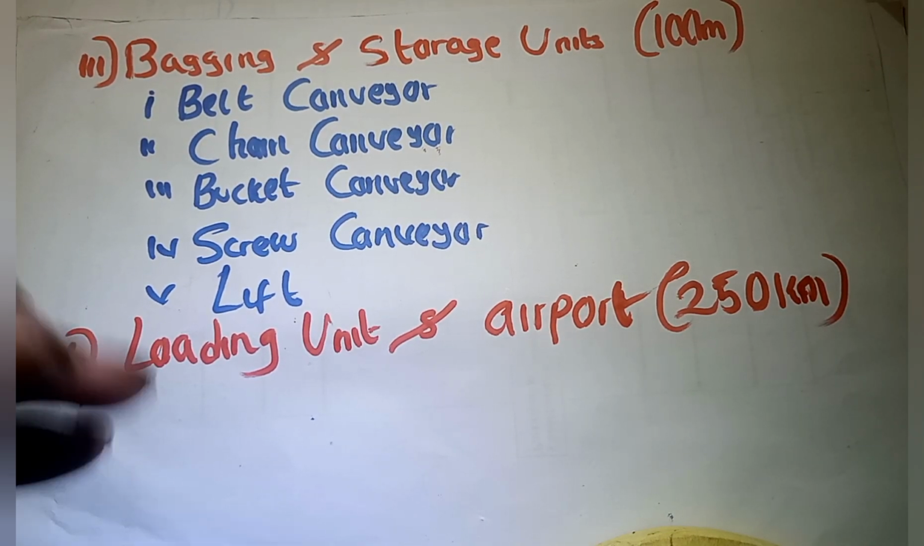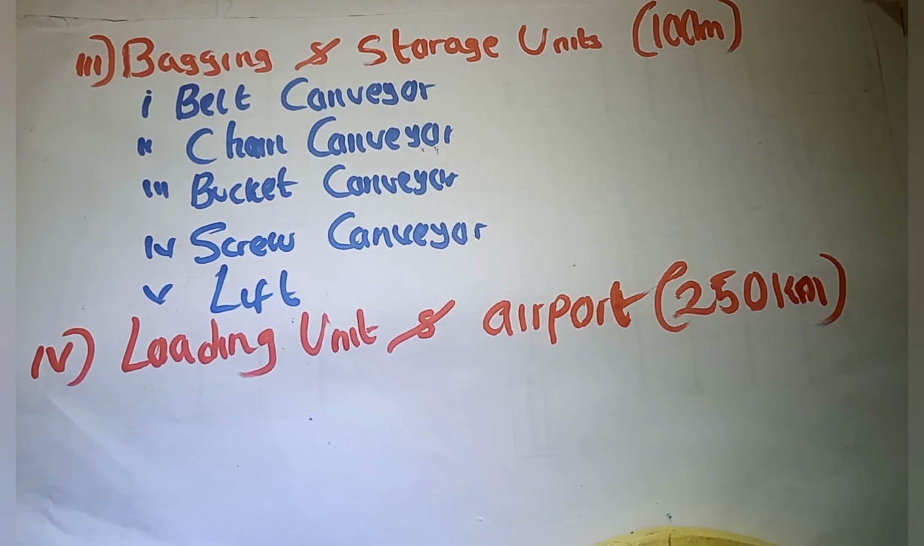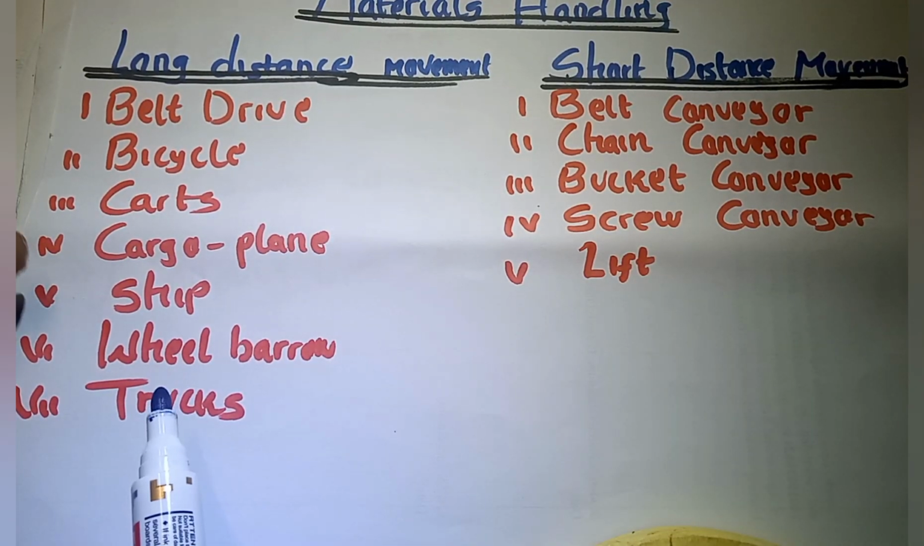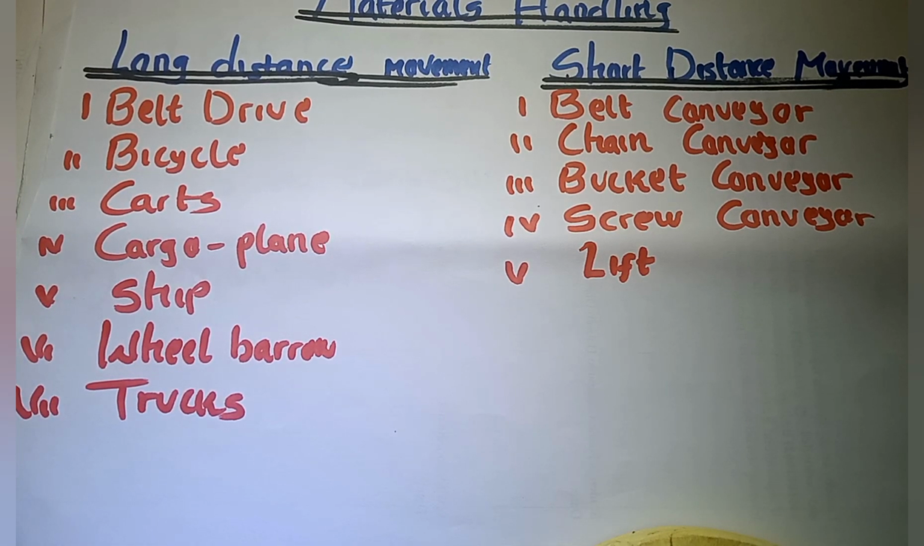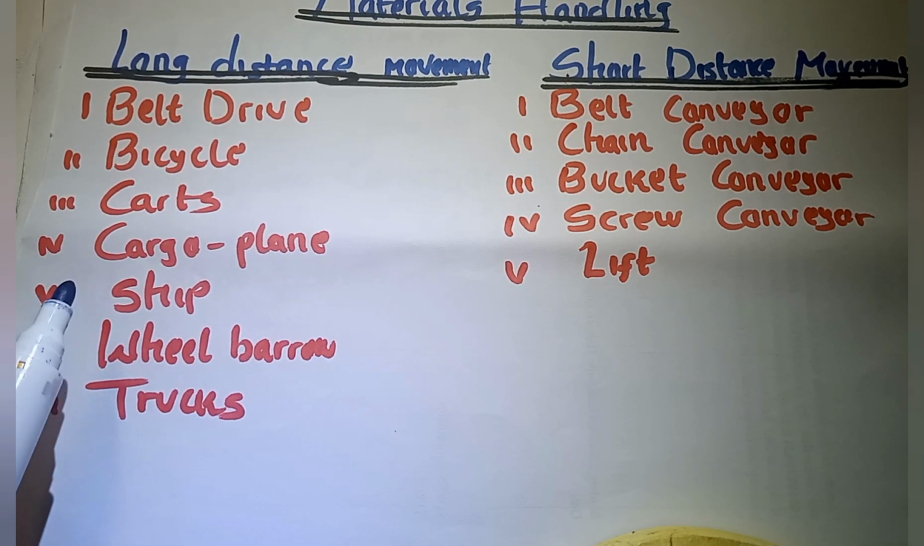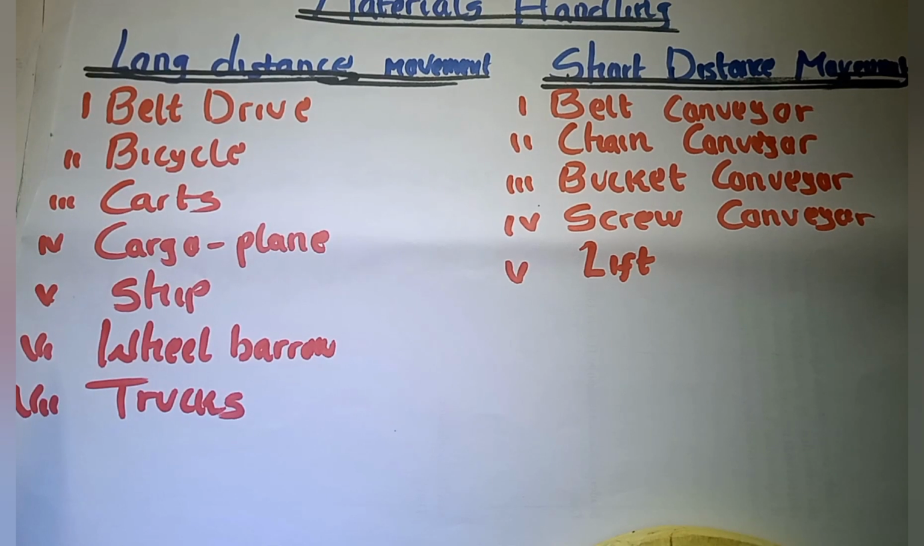long distance, and even if it's long distance movement, what kind of materials is suitable for it? Let's go back to the gifts that I gave you the other time. Okay, here it is. What kind of equipment, what kind of transportation is suitable for a 250-kilometer journey? Of course, you agree with me, cargo plane is kind of suitable, and ship, since it is airport, I think cargo plane is, no. I mean, from the loading unit.